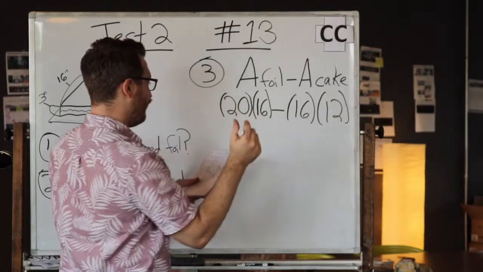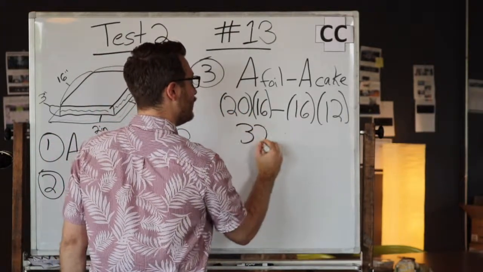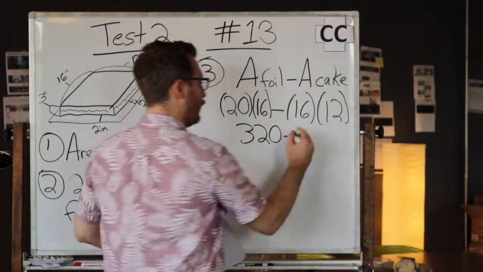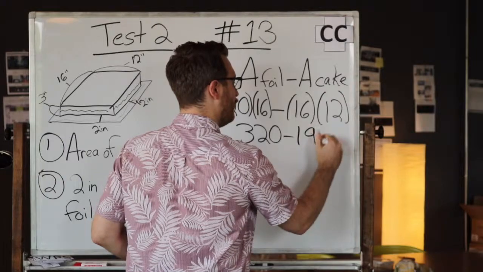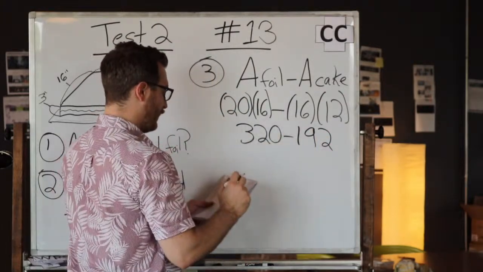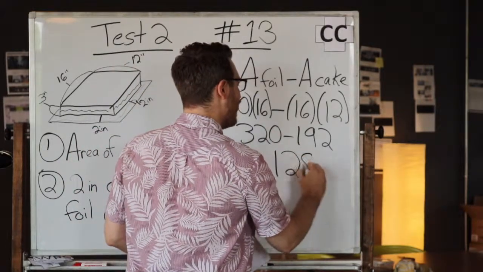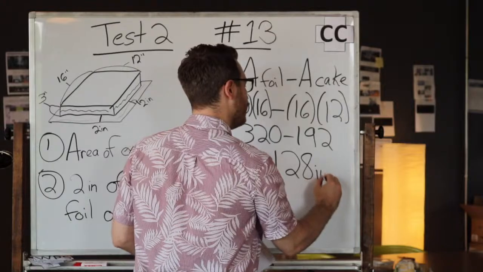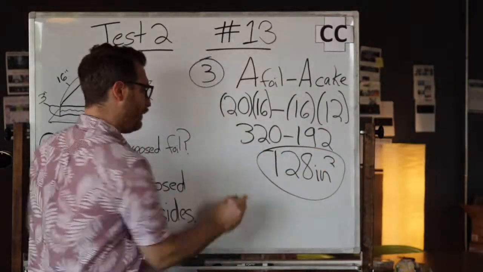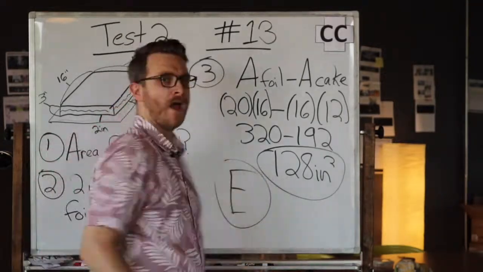So the area of the foil, 20 times 16, is 320. Minus the area of the cake, which is 192. Subtract 192 from 320, you will get 128 inches squared. That is the area of the exposed foil, and that is letter answer E.